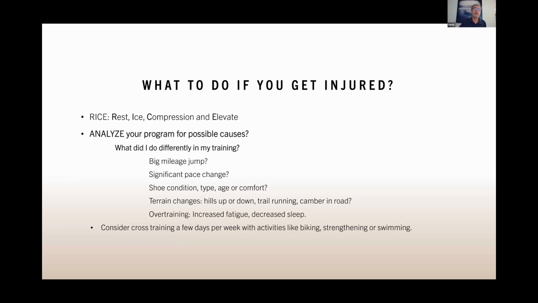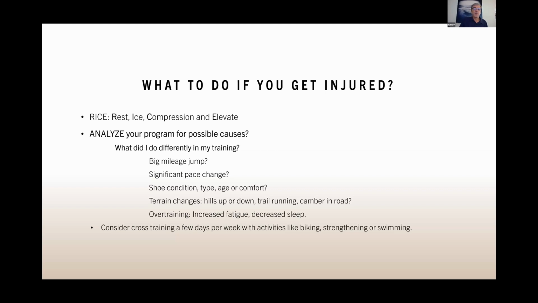So what do you do if you get injured? You can do the typical rest, ice, compression, and elevate, especially if it's an acute injury like an ankle sprain, of course. The tendinosis stuff won't respond well to that. But that's something to consider, especially for an acute injury with the running.